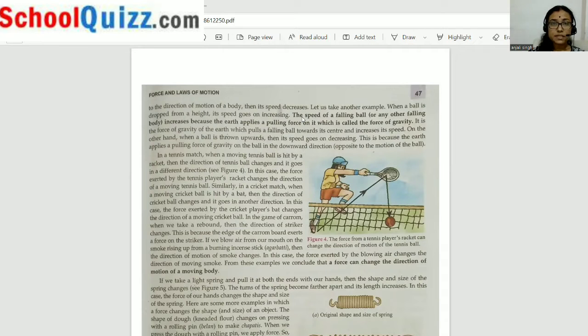So the speed of a falling ball, or any falling object, increases because the earth applies a pulling force on it, which is called the force of gravity. So students, here another force is introduced that is exerted by the earth. That is the force of gravity. Here the earth is also exerting a force.